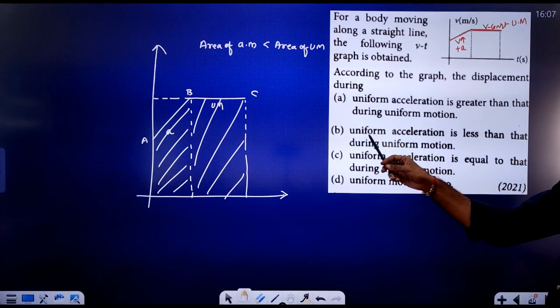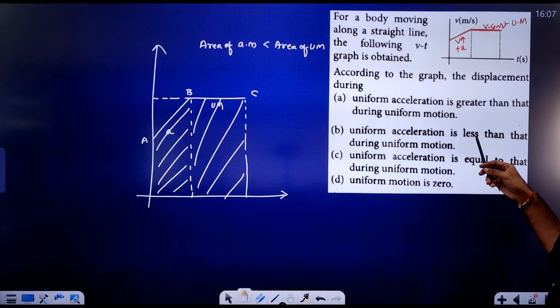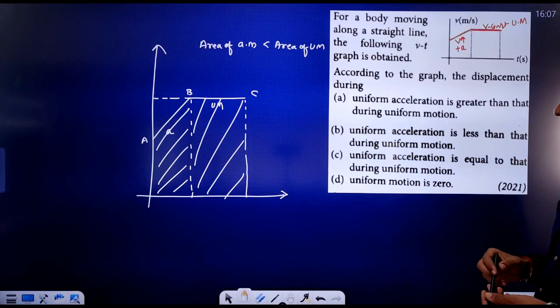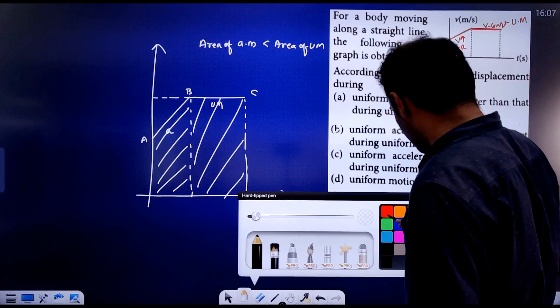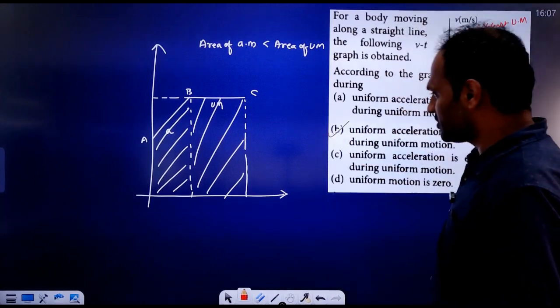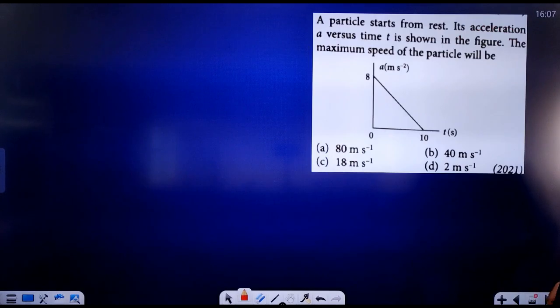Okay, next option. Uniform acceleration is less than that during uniform motion. Yes, in uniform acceleration the displacement is less. So option B will be correct. Okay, let us move to the next question then.